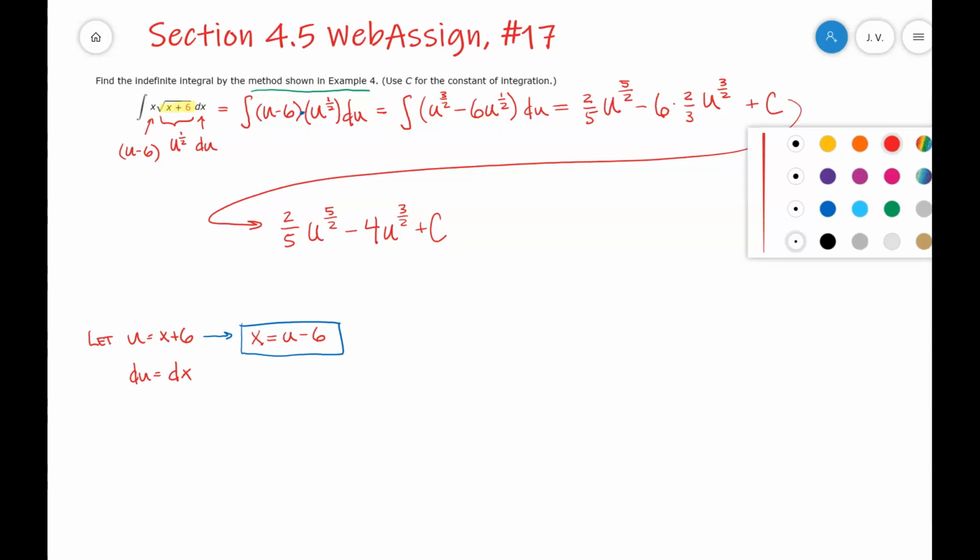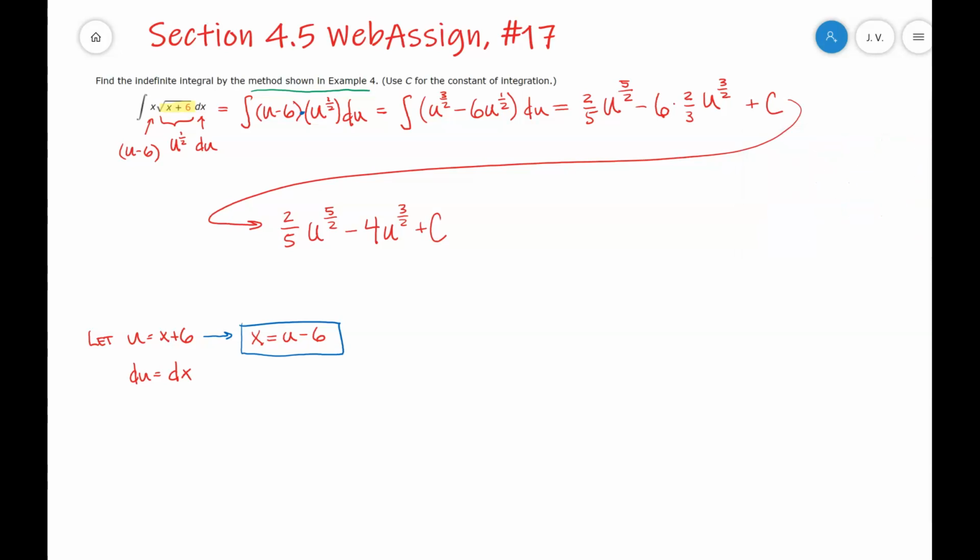Okay, from this point, I'm ready to now make my substitution back in terms of x. And remember, I hope you weren't lost by this: 6 times 2/3 is equal to 4. 6 times 2 is 12. 12 divided by 3 is 4. So just wanted to highlight that for you. So let's go ahead and substitute back in terms of x.